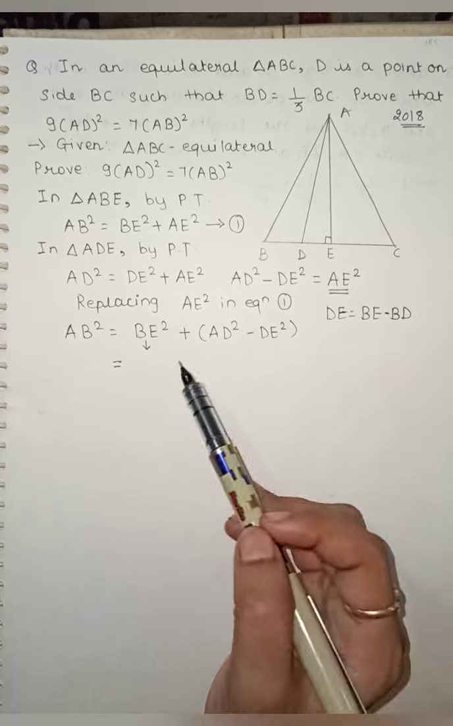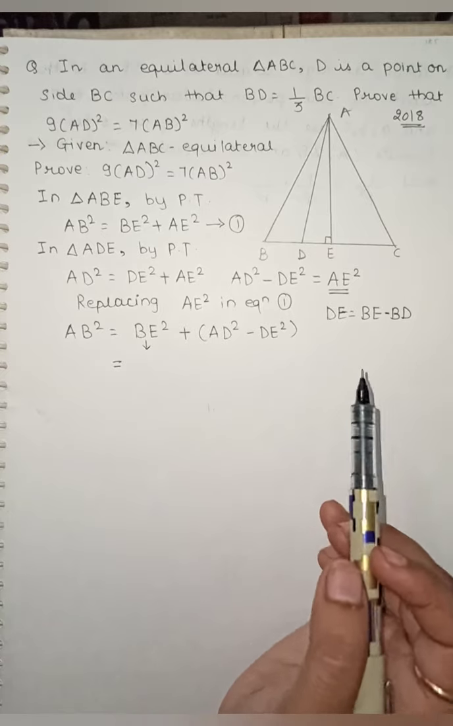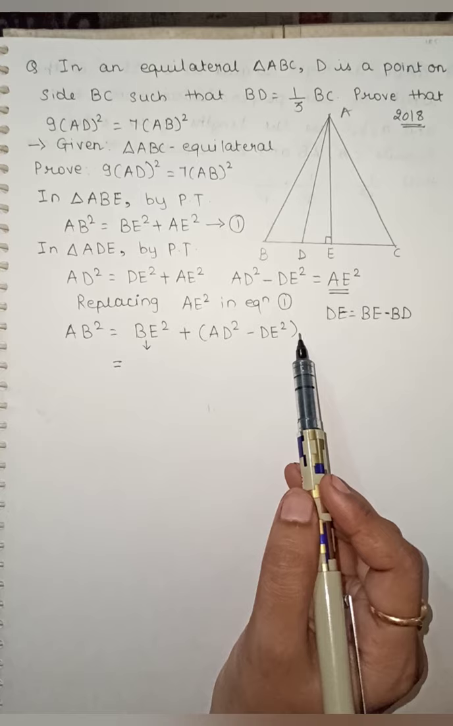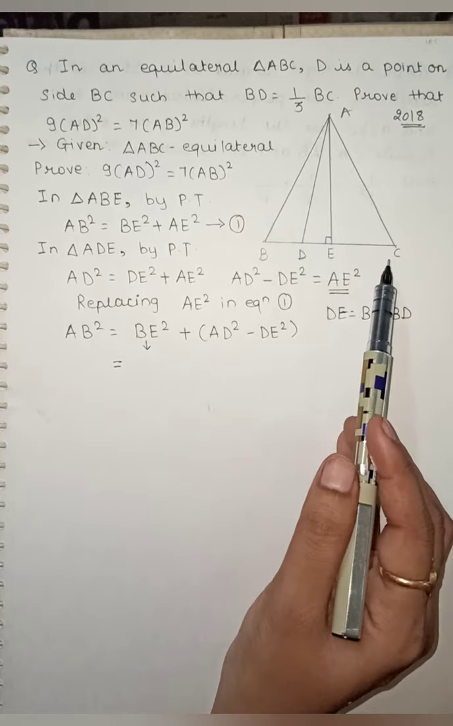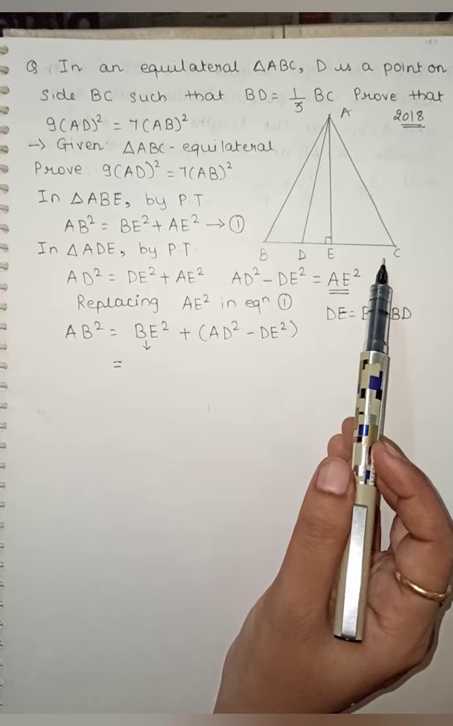So BC can be replaced with AB because both are equal sides. Okay, so that's why my main concern would be to replace the sides in terms of BC. And why am I taking only BC? Because these are the points lying on the side BC. So definitely I can replace them only with BC.